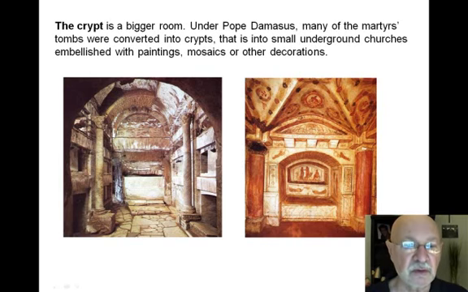The crypt is a bigger room. Look at this one. Quite large, and this one too. Under Pope Damasus, many of the martyrs' tombs were converted into crypts, that is, into small underground churches embellished with paintings, mosaics, and other decorations. In our next part, we're going to find that this is the crypt of the popes. All these were popes of the era that the catacombs were being used for burial places.